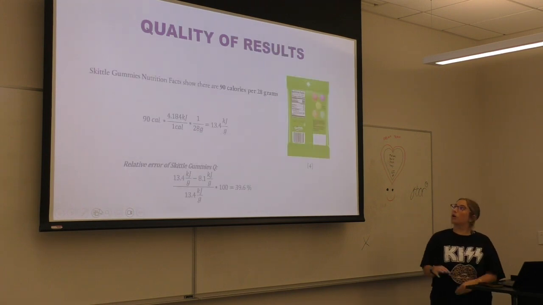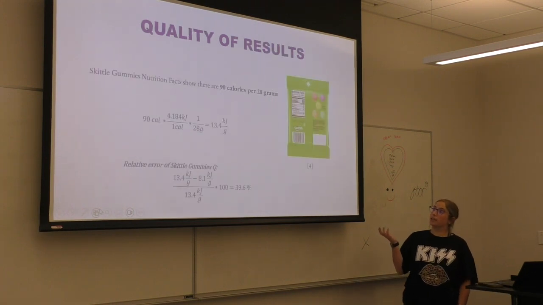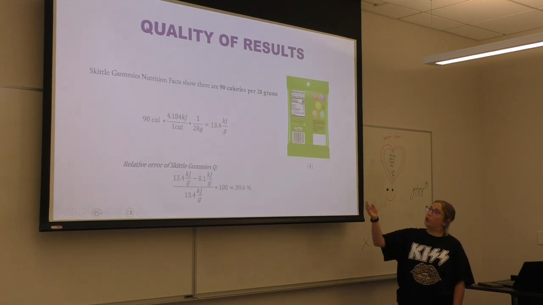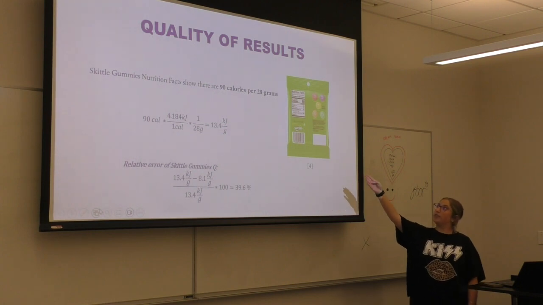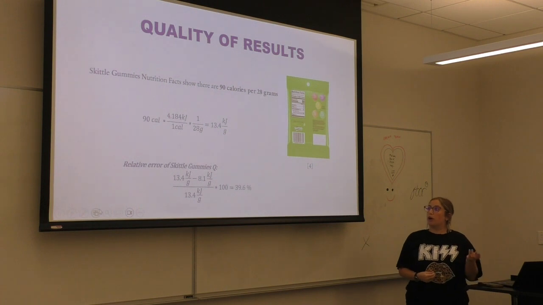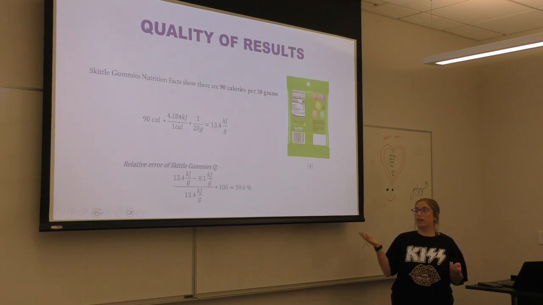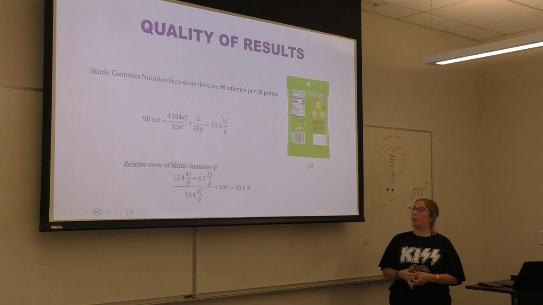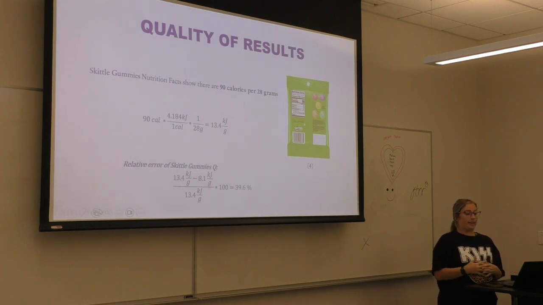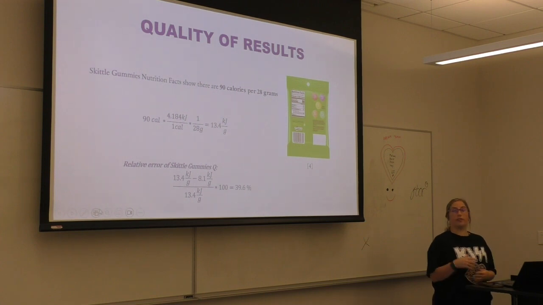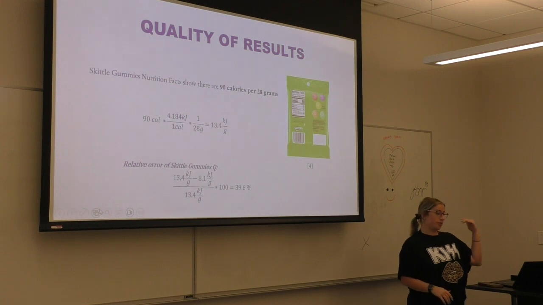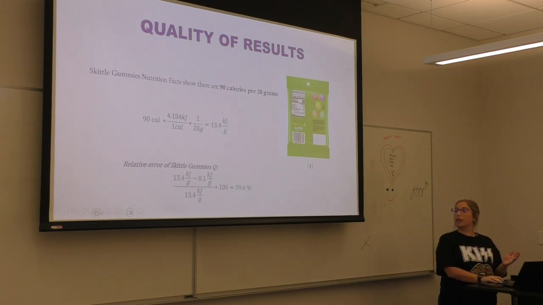So here is the quality of the results. Online, the Skittle gummy nutrition facts show that there are 90 calories per 28 grams. I calculated this with those facts, and I got 13.4 kilojoules per gram. Based on our data and the data from the actual Skittle gummy pack, we came up with a relative error of 39.6, which is kind of high. I think that could maybe be caused because we didn't have enough oxygen to get us to 30 atmospheres of pressure. We were only able to get to about 20.